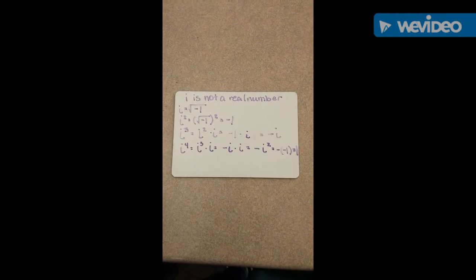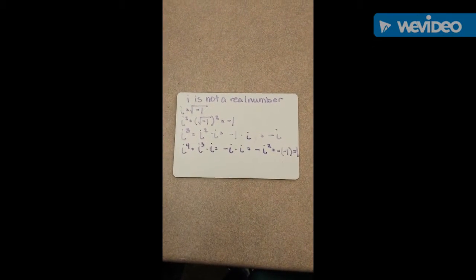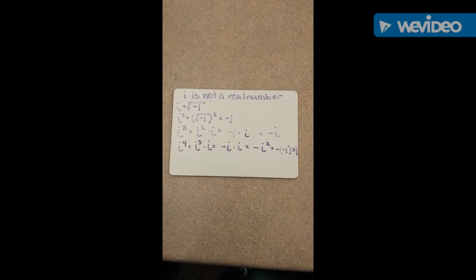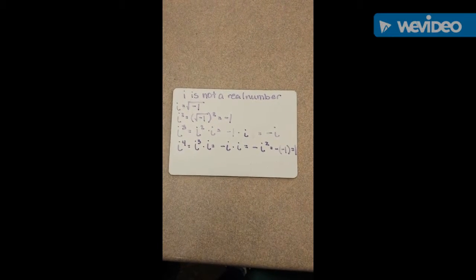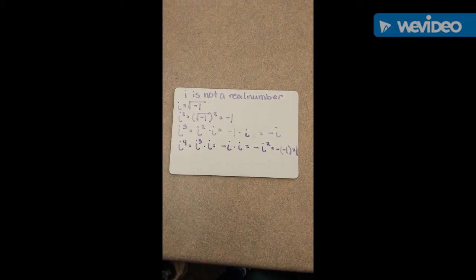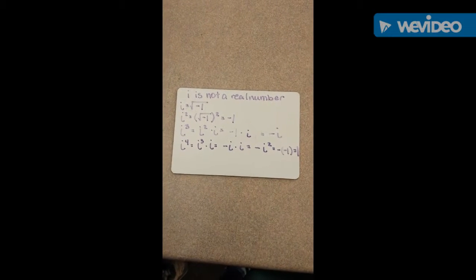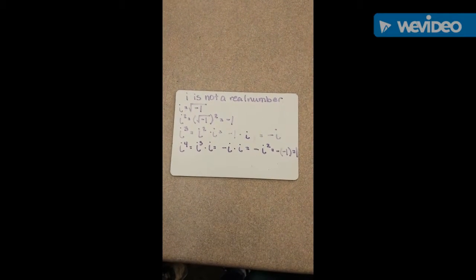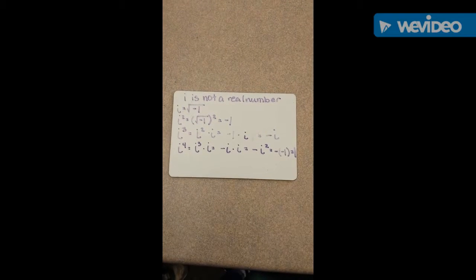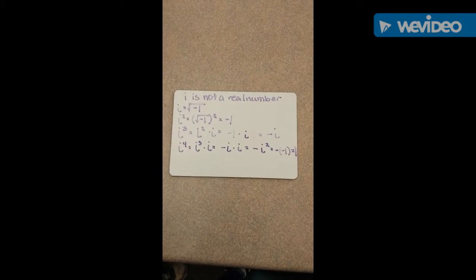i to the power of 3 equals i squared times i, which is equal to -1 times i, which is equal to -i. i to the power of 4 equals i to the power of 3 times i, which equals -i times i, which equals -i squared, which is equal to 1.